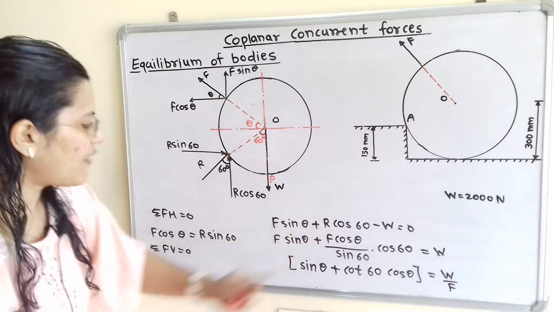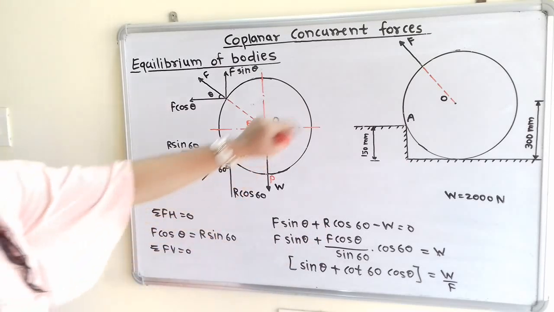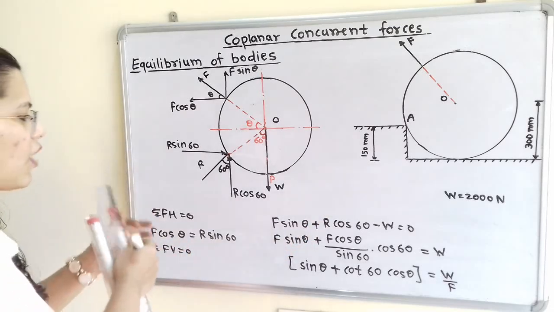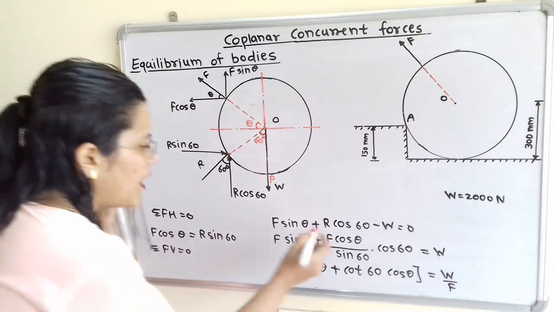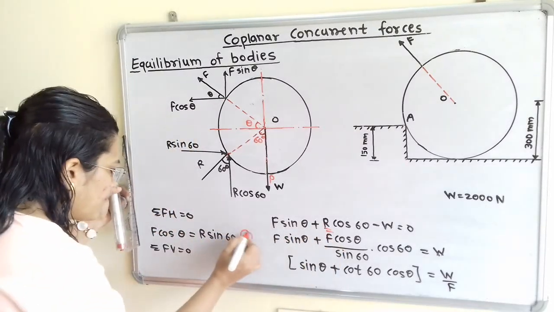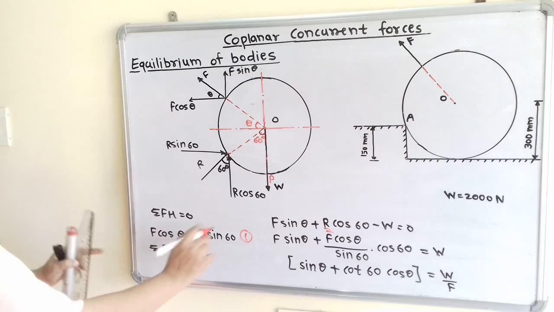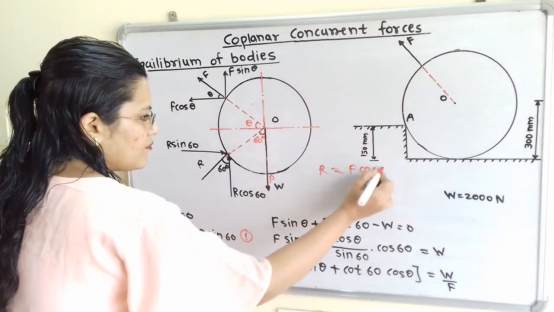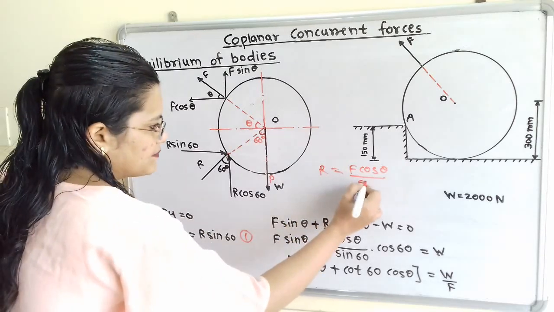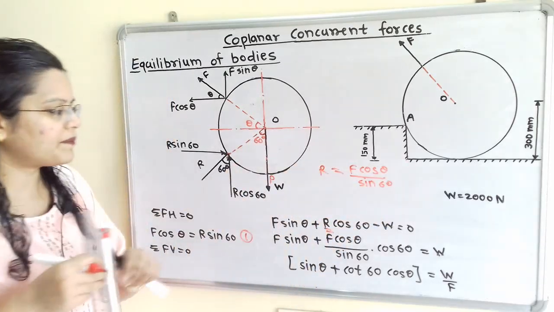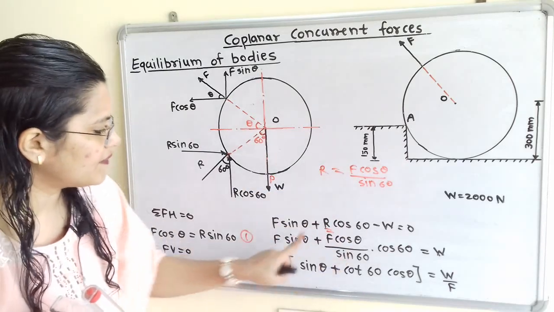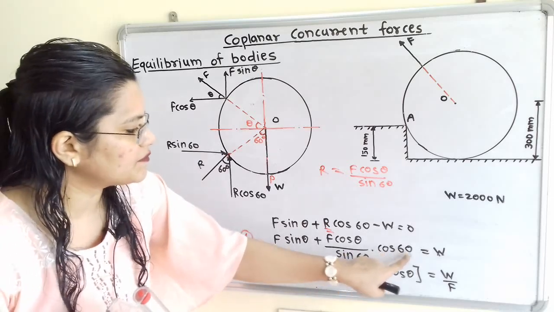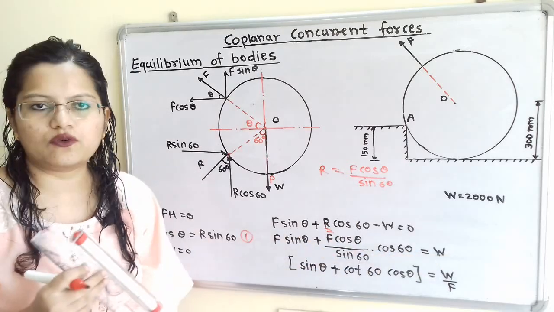Now we will put in the value of R because we have to find the least force F. So we will replace this term R. How to replace it? Here is equation number 1. From equation number 1 we can say that R is equal to F cos theta divided by sin 60. If we replace R with this, we will get F sin theta plus F cos theta by sin 60 into cos 60, which is equal to W.